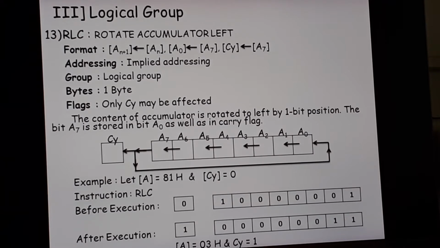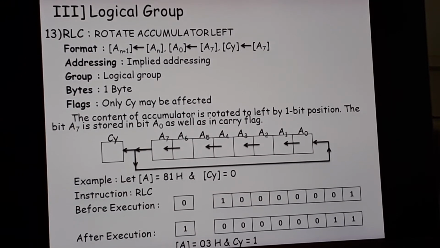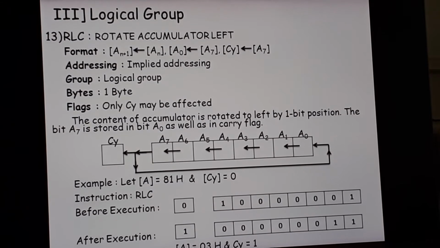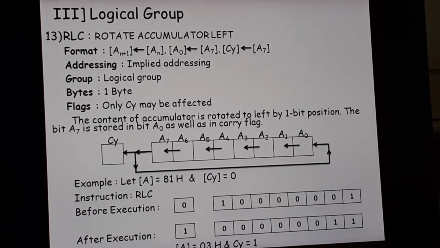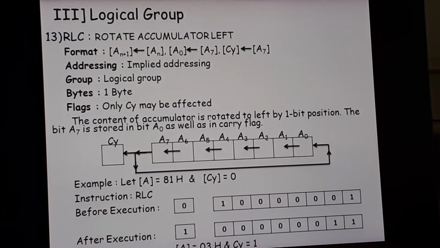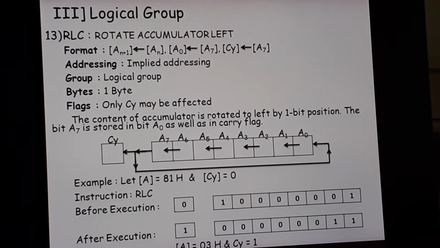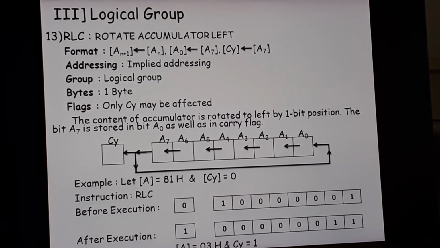See, I have shown you the arrow if you can see. Okay, so let us see the example. You have to assume the accumulator content, and that content will be shifted to the left hand side by 1 bit position. The accumulator content I have assumed is 81H and carry as 0. Carry you can assume anything. So the accumulator is 81, carry is 0.